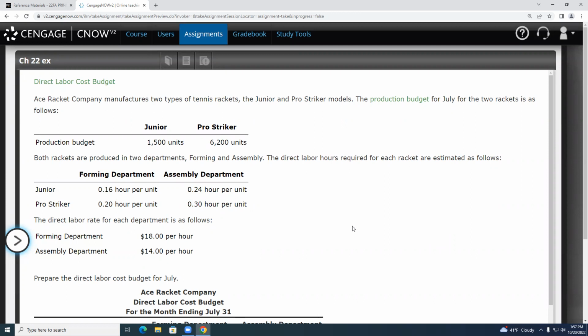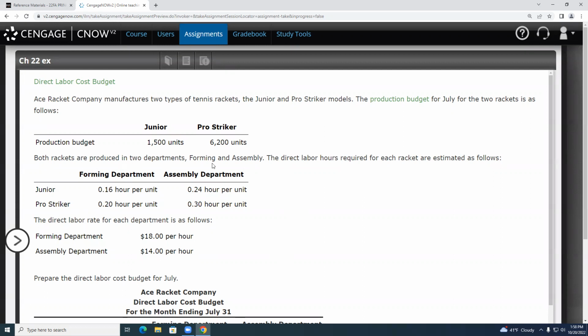Ace Racket Company manufactures two types of tennis rackets, the junior and pro striker models. The production budget for July for the two rackets is as follows. And so, as I pointed out, we've already determined how many units we need to make. How did we know how many units we needed to make? Well, we had already forecast how many units we expected to sell. And we figured out from that sales budget how many units we would need to make to support that.